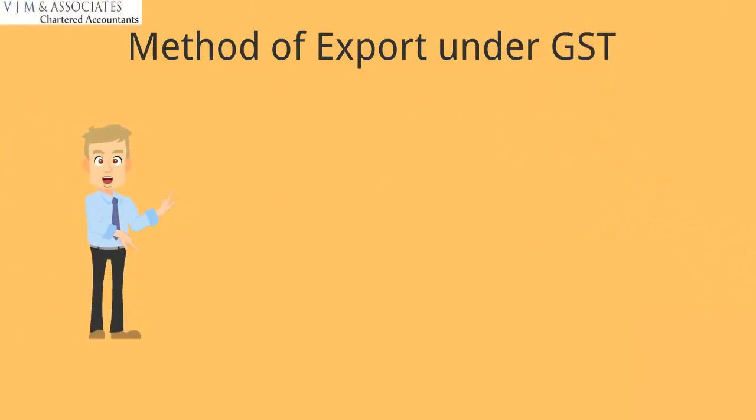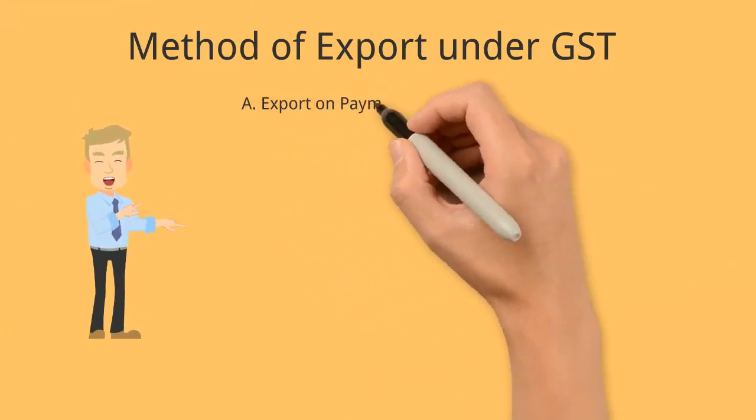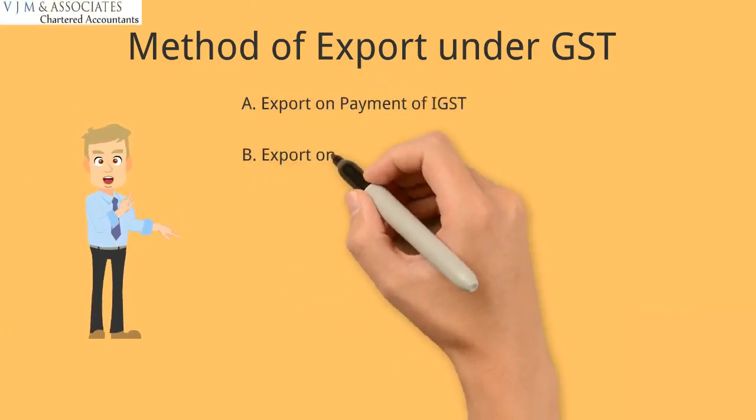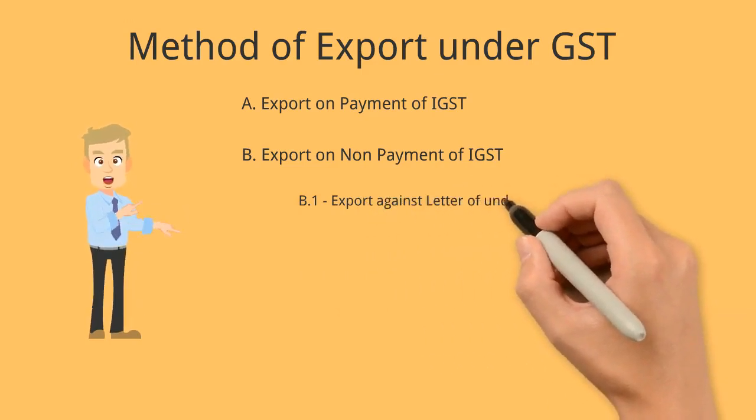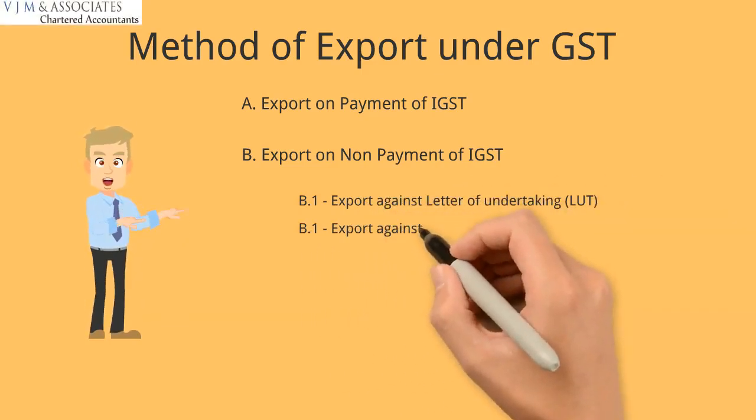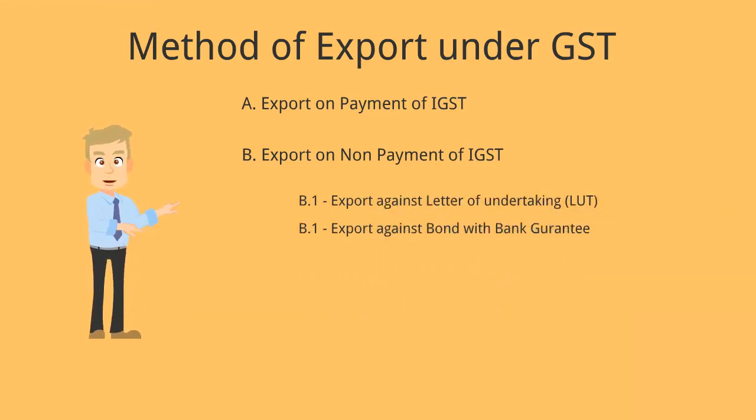There are two methods of export defined under GST: export on payment of IGST, and export on non-payment of IGST. Export under non-payment of IGST can be done as follows: export against Letter of Undertaking, LUT, or export against bond with Bank Guarantee.